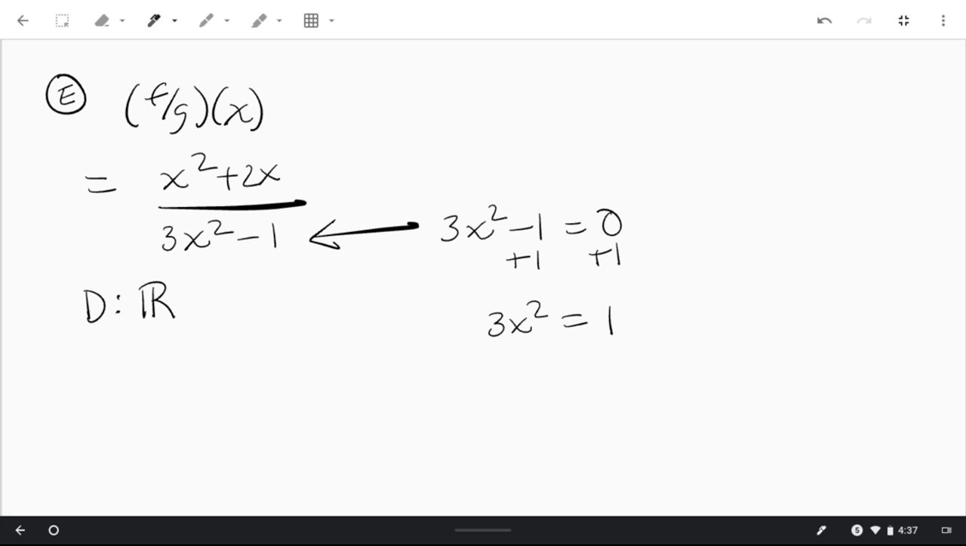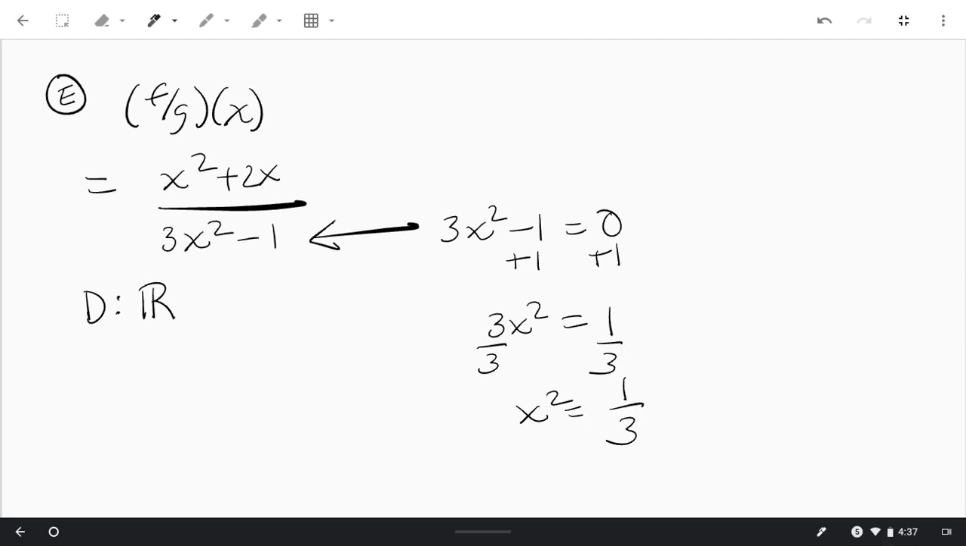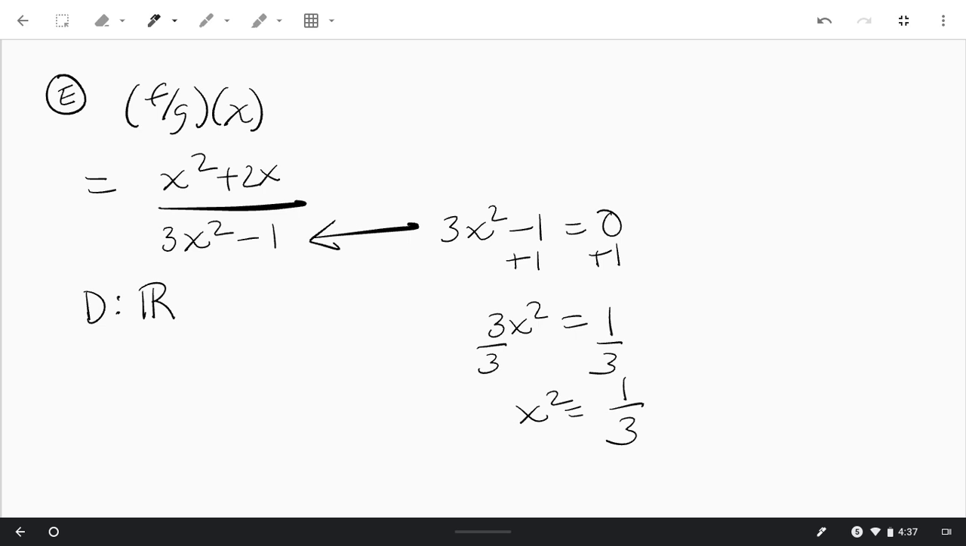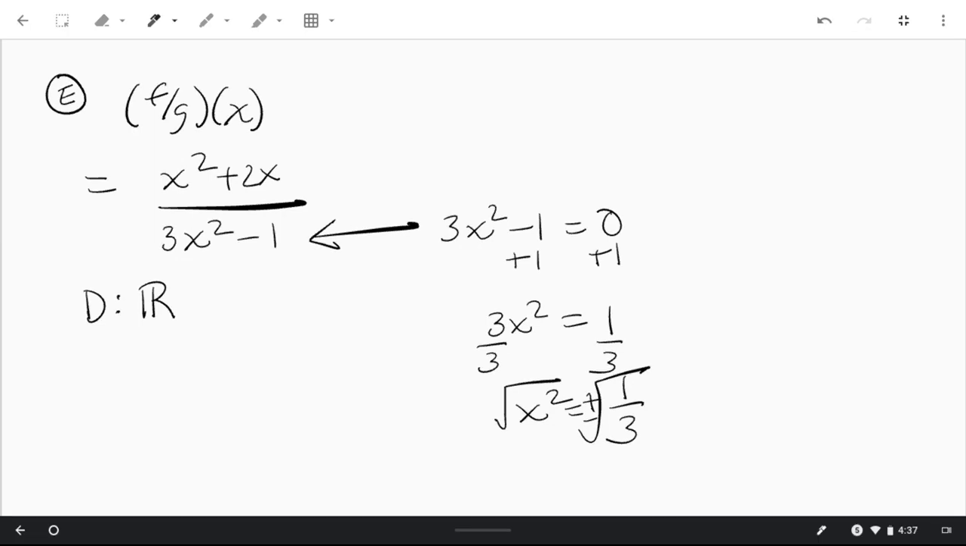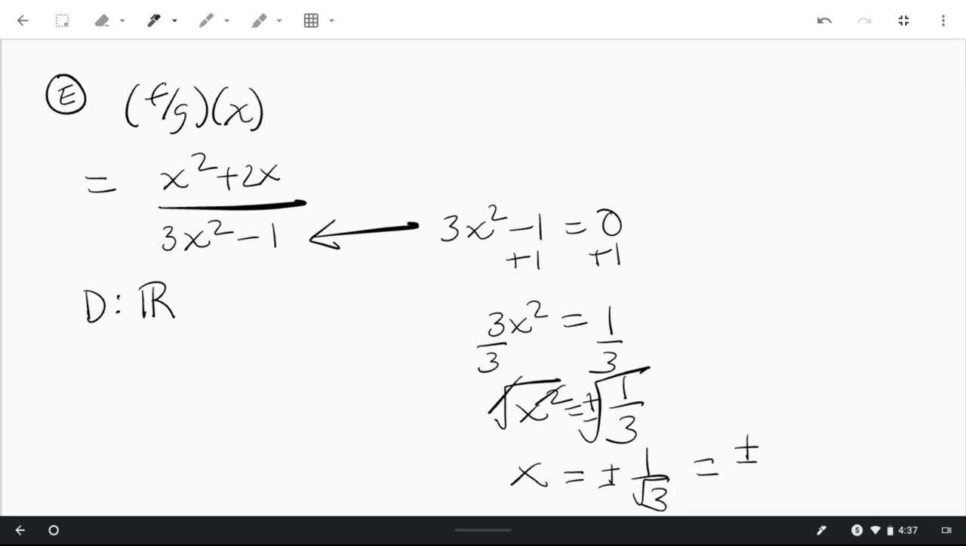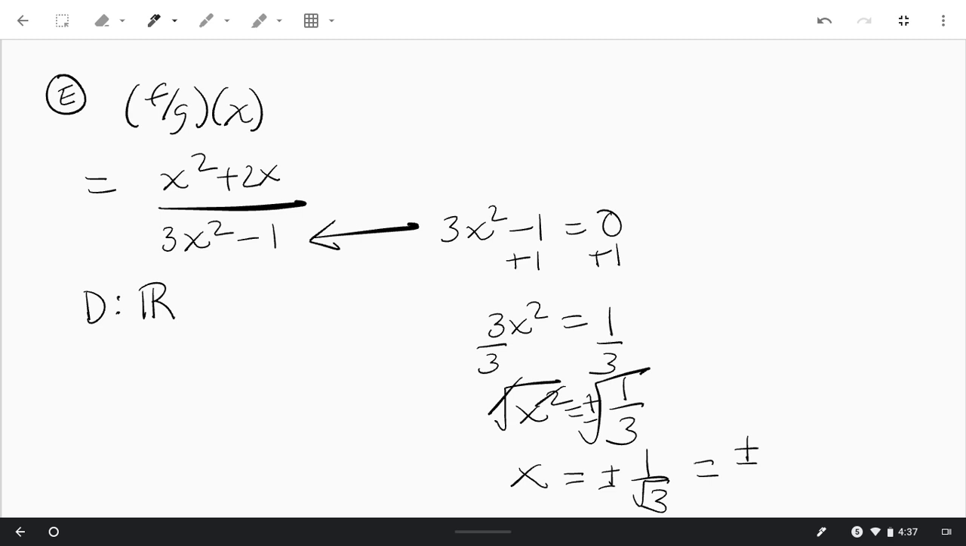And then we need to take the square root of both sides to cancel the square. But remember, when you take the square root, you end up with a plus minus. So we end up with plus minus 1 over square root 3. And if we rationalize this, we get plus or minus square root 3 over 3. Okay, so that's where the denominator equals 0.